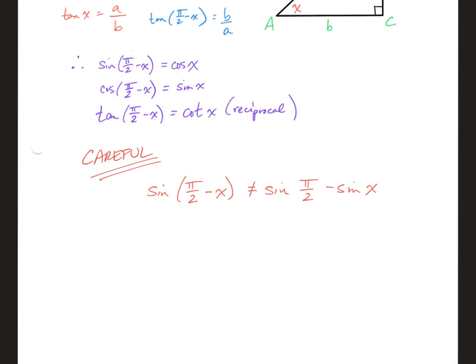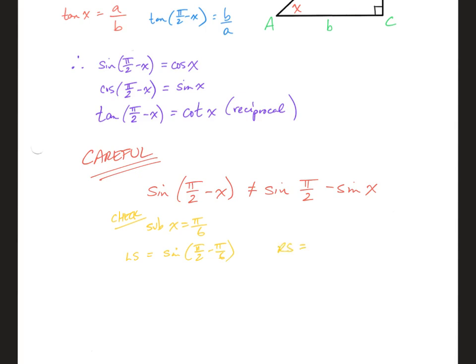So how can we then disprove this? Well, all we need to do is find one instance where this does not equal this. And so what I'm going to do as my check is make the substitution of a pretty easy angle to deal with, something like pi by 6. So on the left side then, I would have the sine of pi by 2 minus pi by 6.